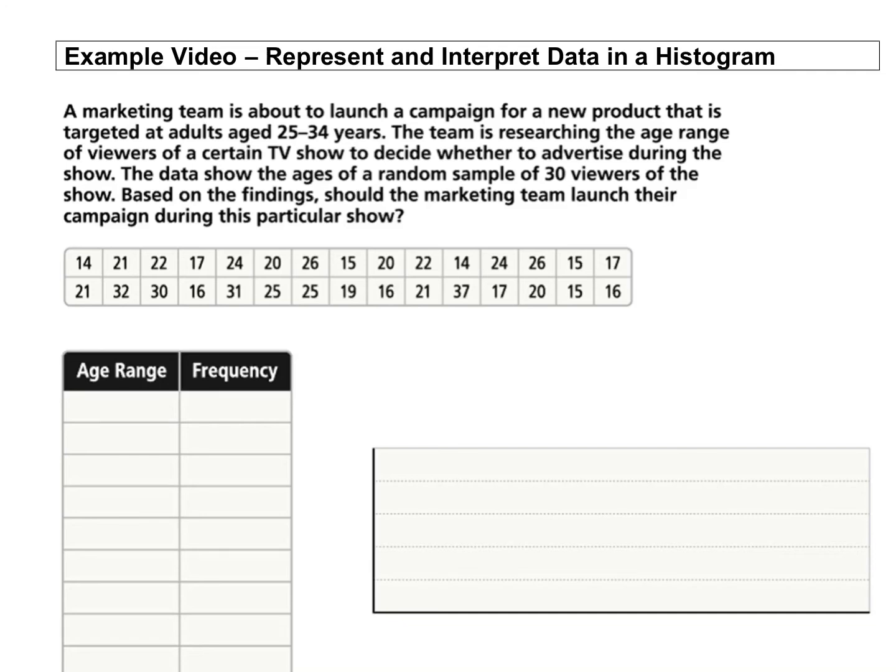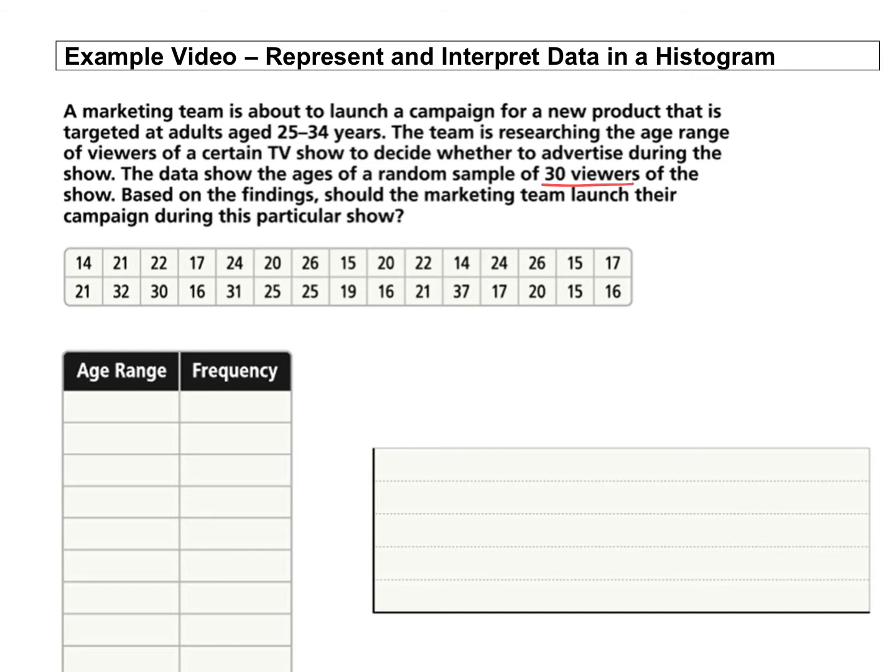All right, in our next example video, we're going to represent and interpret data in a histogram this time. A marketing team is about to launch a campaign for a new product that is targeted at adults aged 25 to 34 years. The team is researching the age range of viewers of a certain TV show to decide whether to advertise during the show. The data show the ages of a random sample of 30 viewers of the show. Based on the findings, should the marketing team launch their campaign during this particular show?